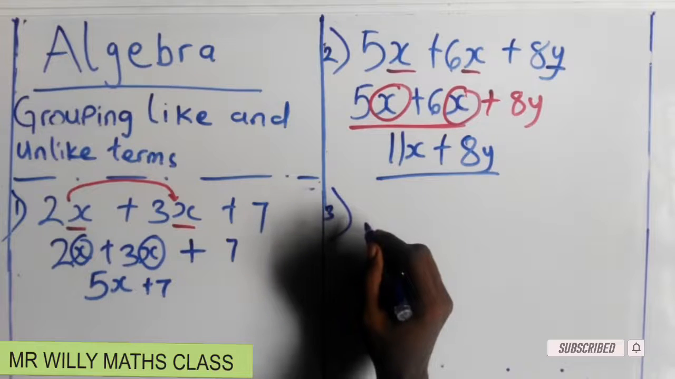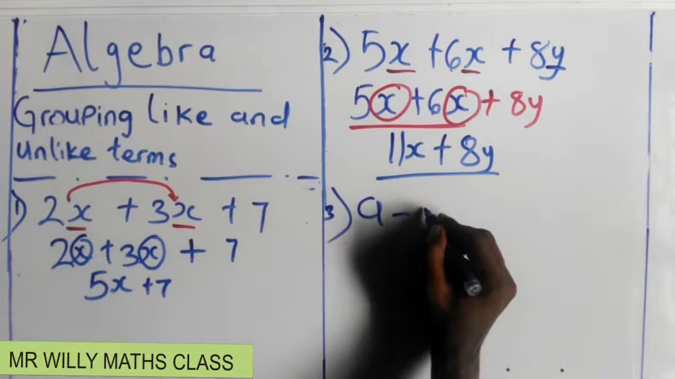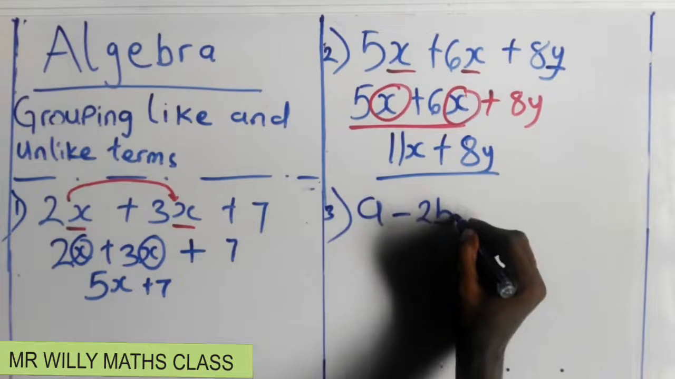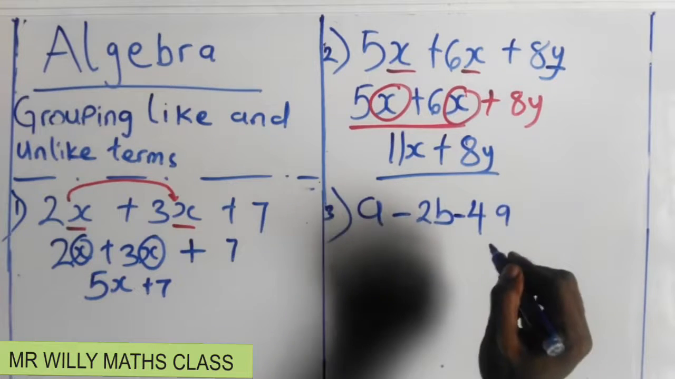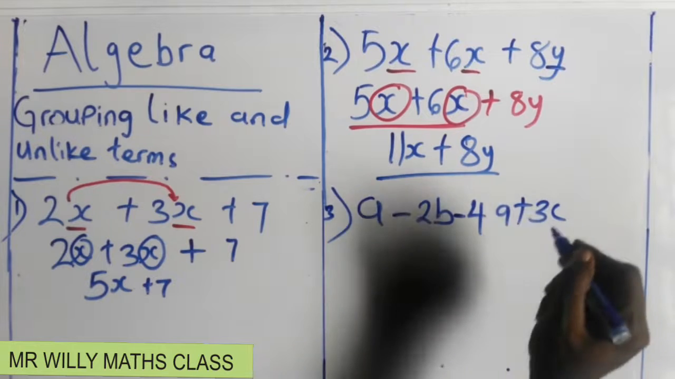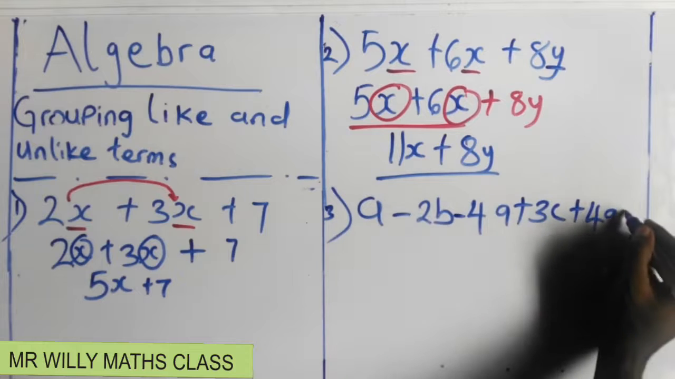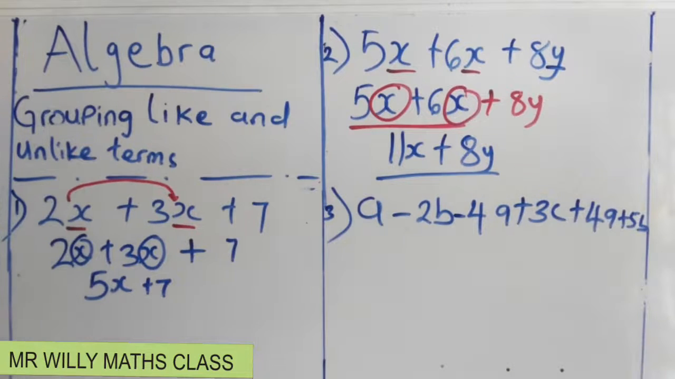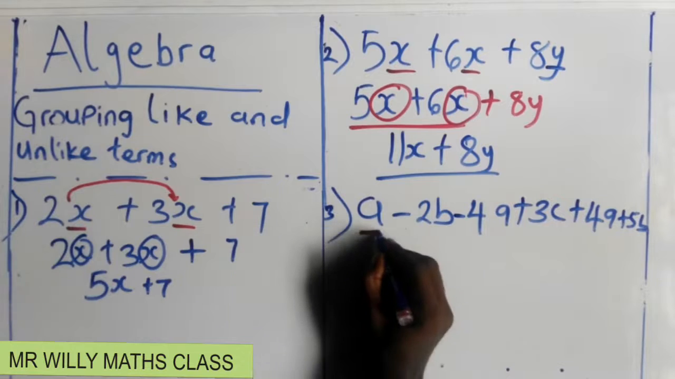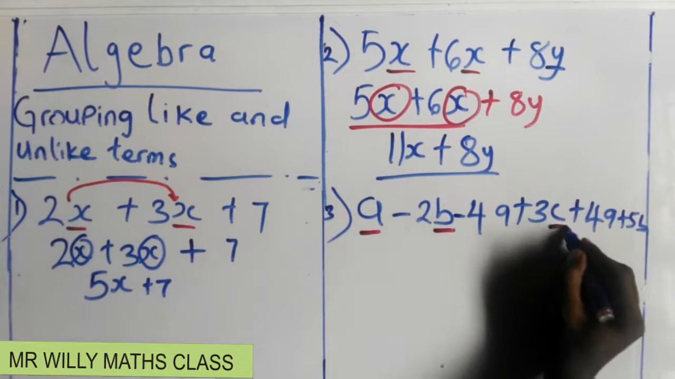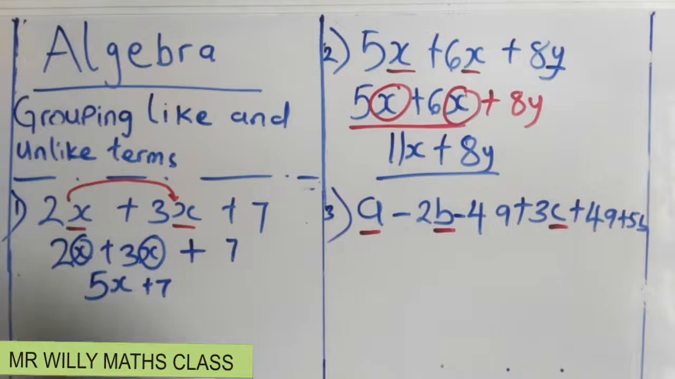Example 3, we're having a minus 2b minus 4a plus 3c plus 4a plus 5b. Now if you look at this question, we are dealing with three alphabets. We are having a, we are having b, we are having c. That means that we are going to group this algebraic statement based on the alphabet that we have. So we are going to have a group, a family, for b family, for what? For the c family. So let's start with the a family.